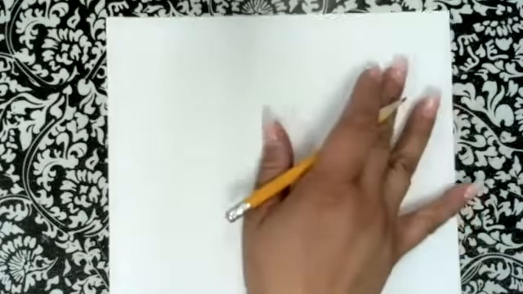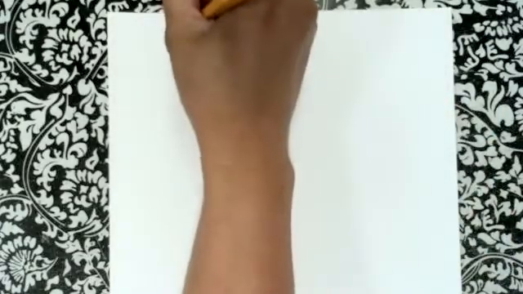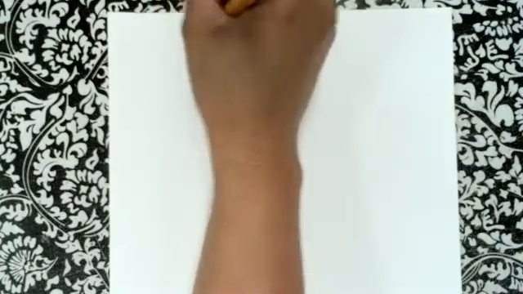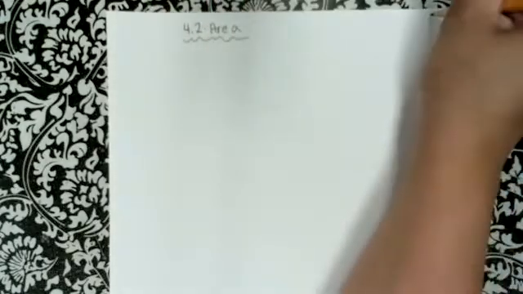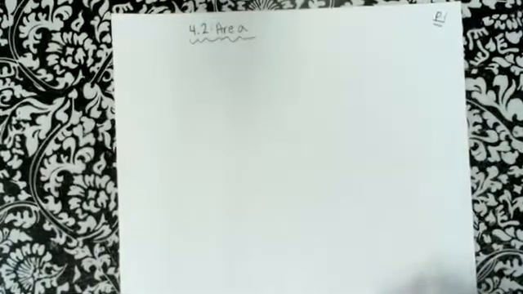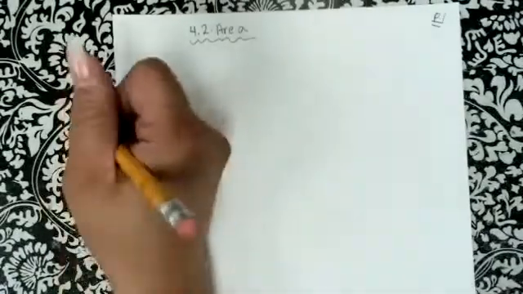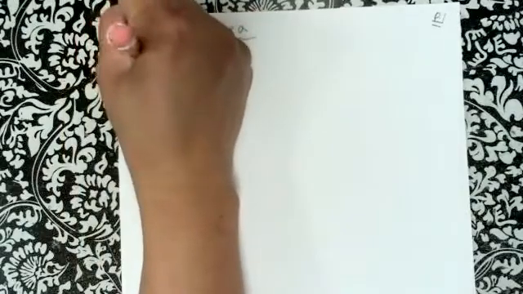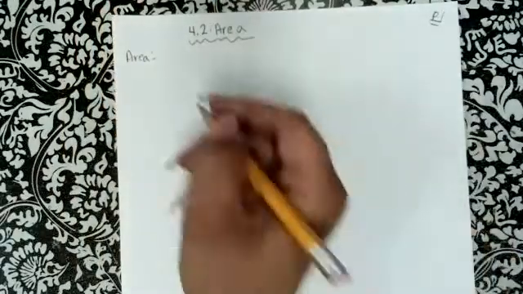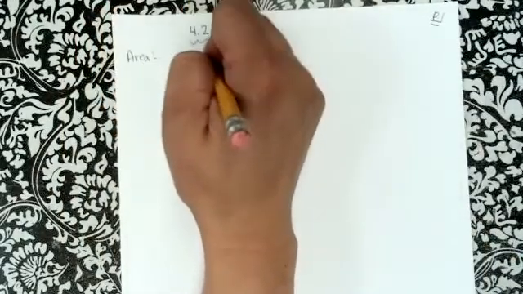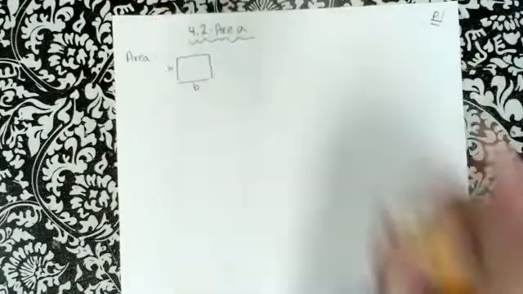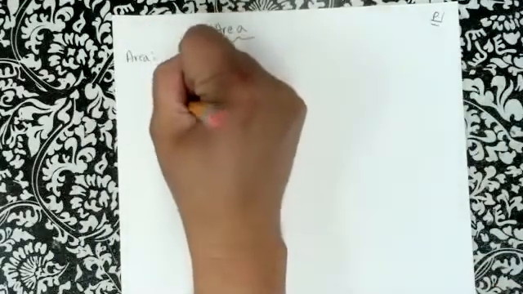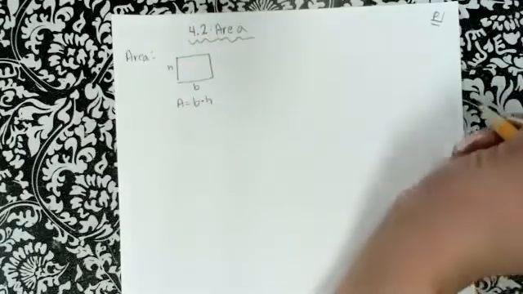All right, today's lesson is going to be on area. Now let's just review some common formulas of area. If we have a rectangle, this is going to be the base, this is going to be the height. So the area is going to equal base times height.